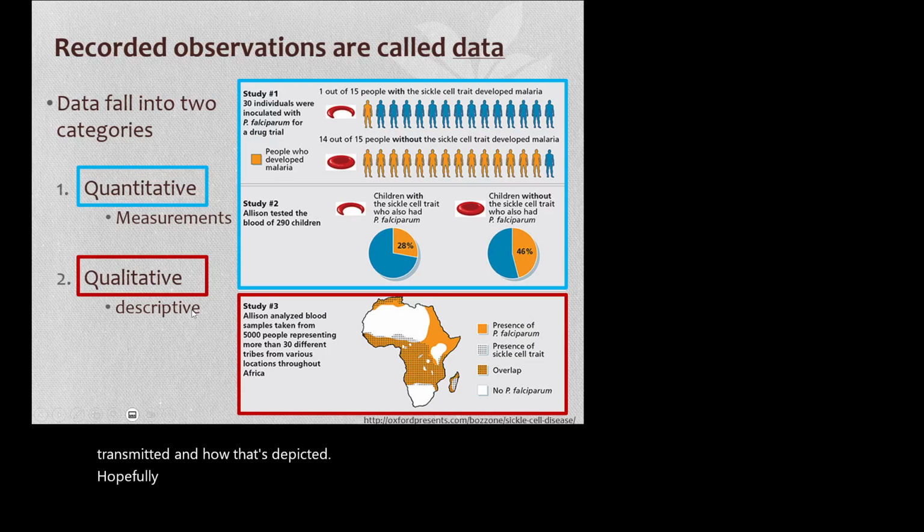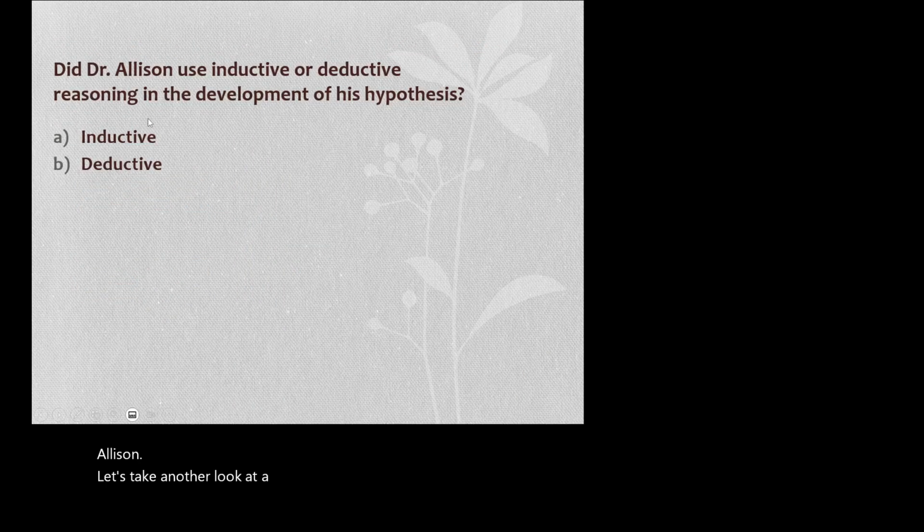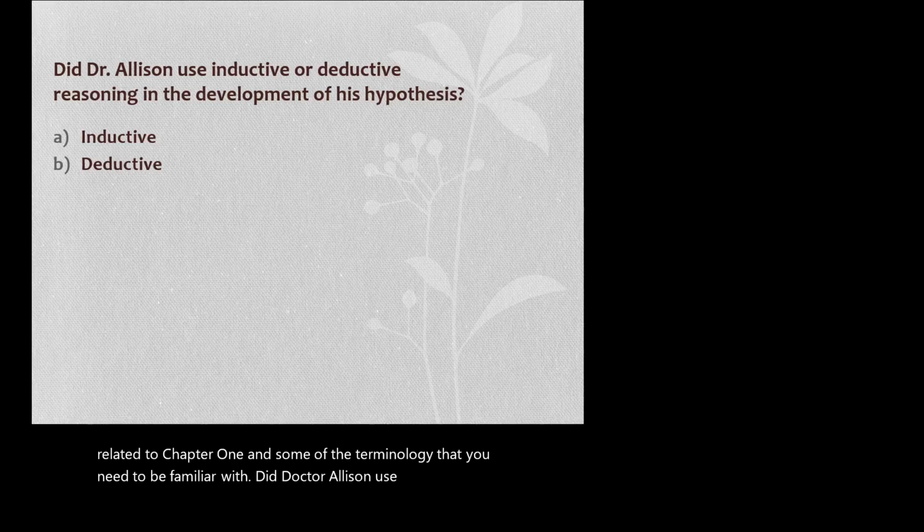Hopefully you now understand the difference between the two types of data, quantitative and qualitative, and you would be able to apply that to other examples besides the study by Dr. Allison. Let's take another look at a different application of the study related to Chapter 1 and some of the terminology that you need to be familiar with. Did Dr. Allison use inductive or deductive reasoning in the development of his hypothesis? Let's take a moment to ponder that and decide which one you think is correct. If you've never heard these words before, my suggestion is you pause the video, look it up in your book, and then see if you can apply it.